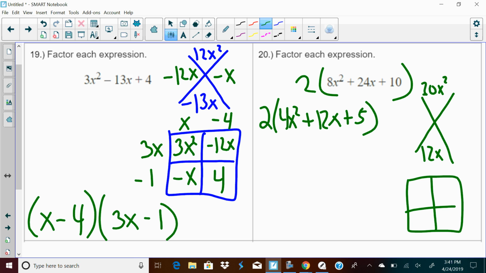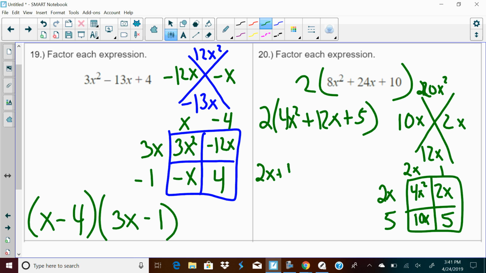So two numbers that add to 12 but multiply to be 20 are 10x and 2x. So I know that this has to be 4x squared, and this has to be 5. And then I get 10x and 2x. So let's see, so 2x times 2x and 1. And then 2x times 5 and 5. So it's 2x plus 1 and 2x plus 5.